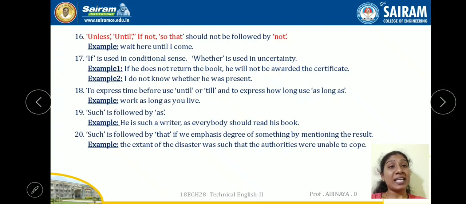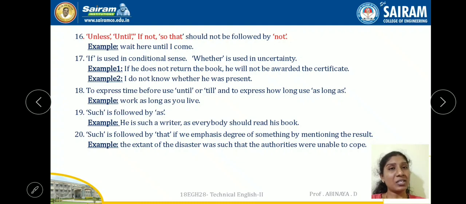18th one. To express time before use. Before the use, if you want to express any time, go for until or till. And to express how long, how much time you have spent, go for "as long as", right? Work as long as you live. I wait until he comes. So you are going to tell the ending time before it ends, so at that time go for till and until, and if you are going to tell an amount of time, in the sense of "as long as", you can go for that.